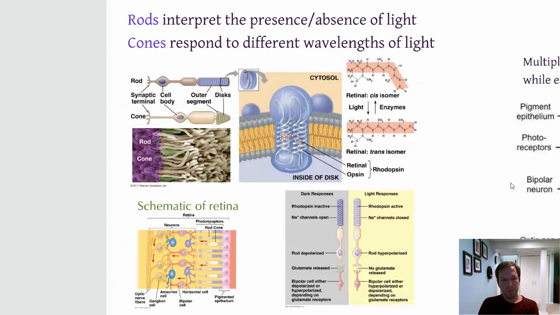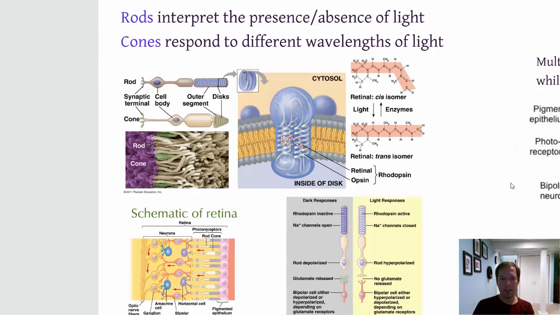All right, now starting to look a little more at the retina and the photoreceptors. Rods and cones are the two types of photoreceptors. Rods interpret presence or absence of light, so just there is light or there is no light. Cones are going to respond to different wavelengths of light.